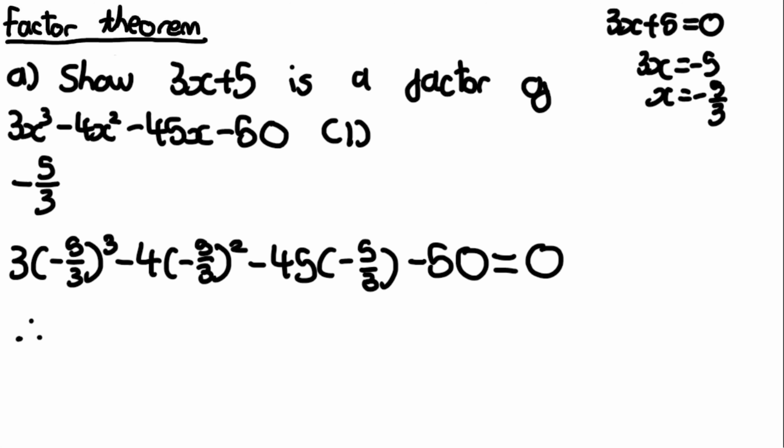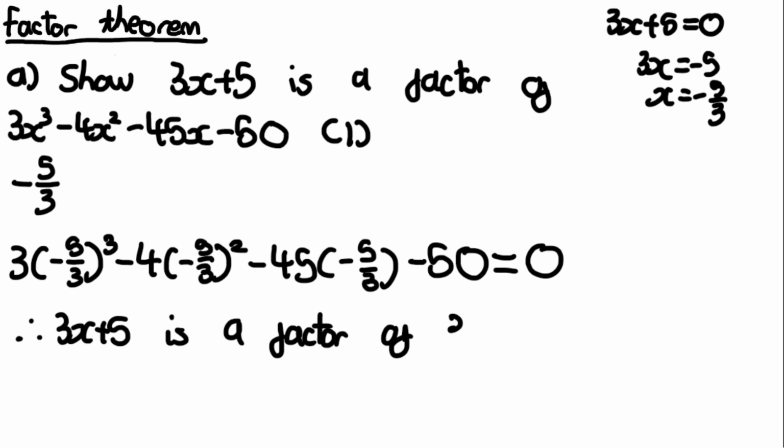So therefore, as we've subbed in this and it's equal to 0, therefore 3x plus 5 is a factor of 3x cubed minus 4x squared minus 45x minus 50. And you can see why this is only 1 mark, because all you're doing is just subbing in a value into a calculator and proving that it's equal to 0. It's a very easy mark to get.